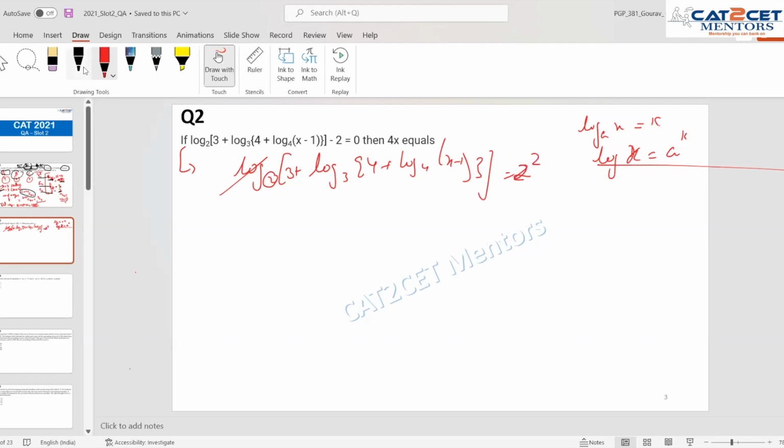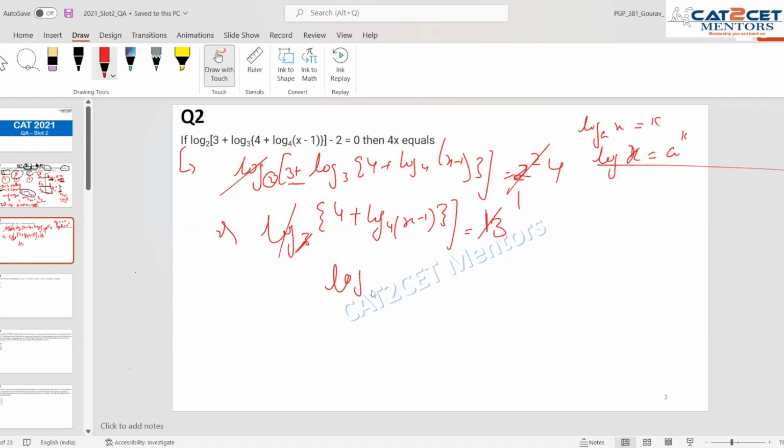Guys, I am doing this with the same formula. Okay, let me write it in the next line. So it will be log base 3 of (log base 4 of (x minus 1)) equals 4, and this 3 will come to this side. I am taking this 3 to this side. So it will be 4 minus 3, which is 1. Now again using the same formula, this log will go out. This will become 3 raised to the power 1.